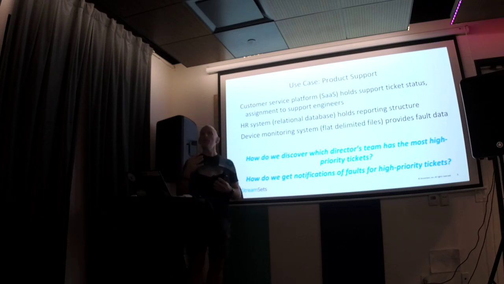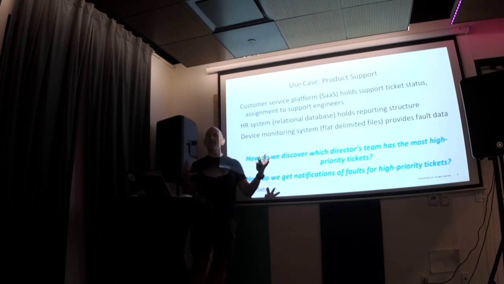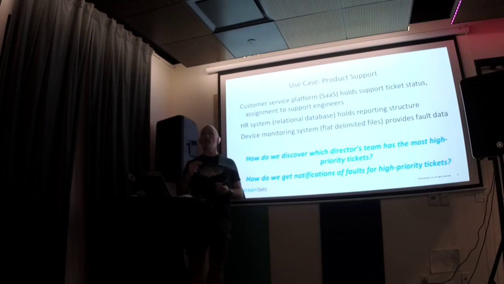And then we might be supporting some kind of devices that are giving us data on status and faults through some other system, maybe some IoT platform. It's very difficult, when data is spread out in this way, to discover the answers to questions like, which director's team is actually servicing the most high priority tickets? And getting notifications of faults on devices where a ticket goes into a high priority state.